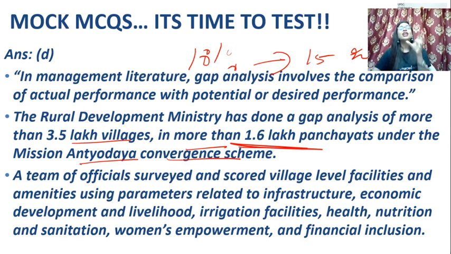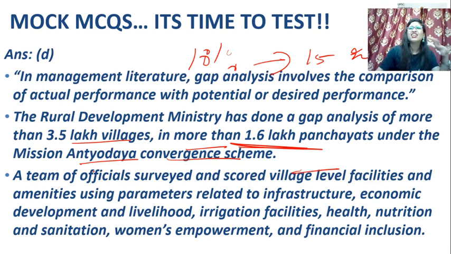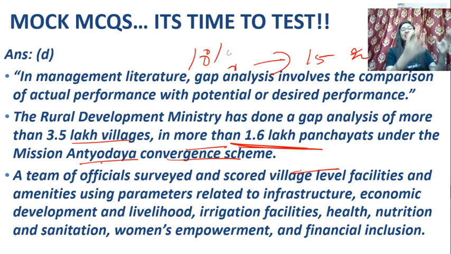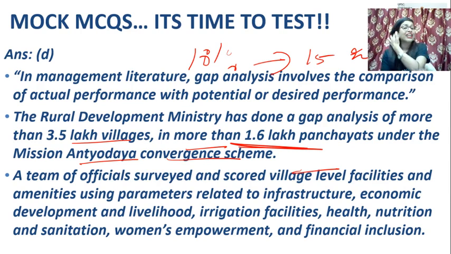Under that only, the Rural Development Ministry has done a gap analysis of more than 3.5 lakh villages, also in 1.6 lakh panchayats. Okay. In this particular survey, a team of officials did a survey. After that, they started ranking or scoring the village level facilities and certain amenities. That is, what are the facilities available in each of these 3.5 lakh villages, and what are the amenities that they are having there.